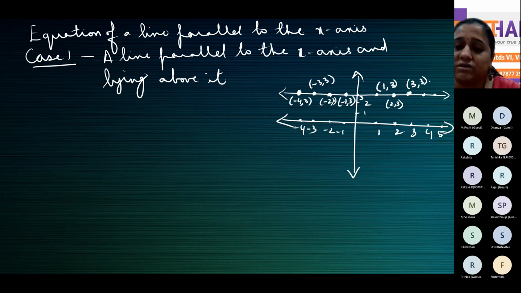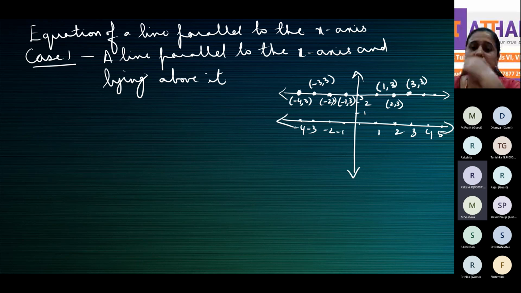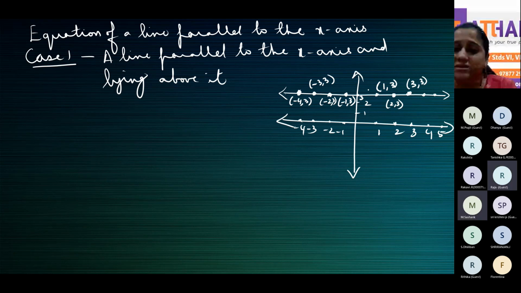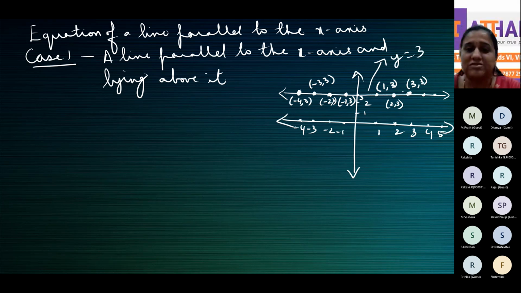So what do you observe, children? Which value is a constant? The y value is a constant. So what is the value of y? 3. So the equation of this line is y is equal to 3. This one is specific. Now we have to generalize it.